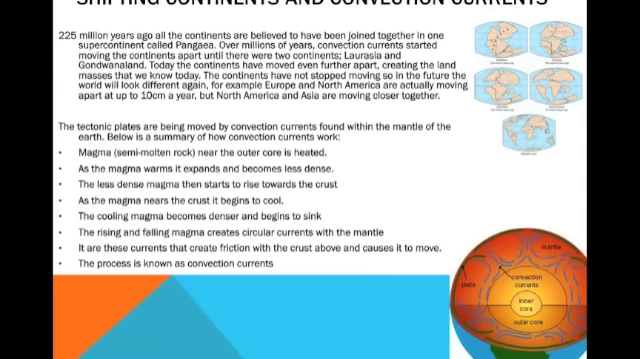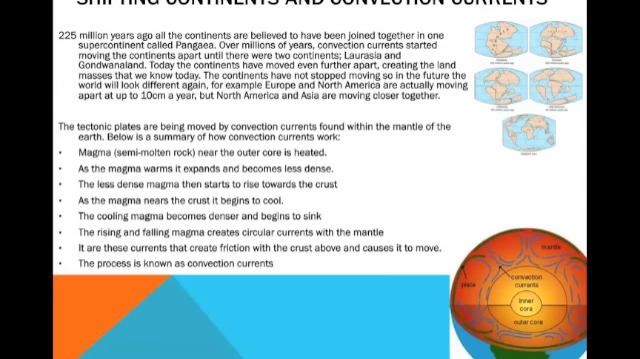Firstly, look here, you've got magma in here, right? Well, it's semi-molten rock near the outer core, right? So it's heated, since the inner core and all that stuff, it's really hot. And as the magma warms, it expands and becomes less dense, so less heavy, becomes lighter. So then the less dense magma starts to rise towards the crust. As the magma nears the crust, it begins to cool. The cooling magma becomes denser, as in heavier again, and begins to sink.